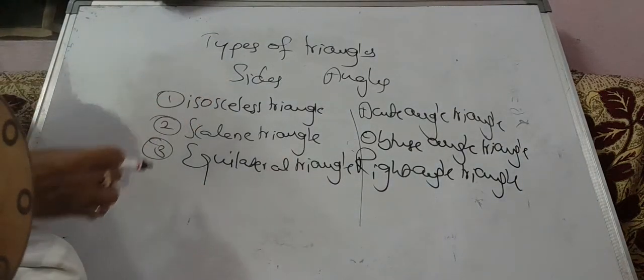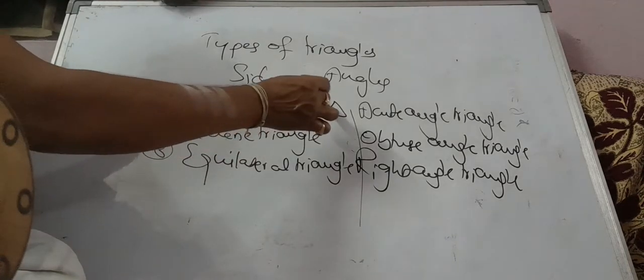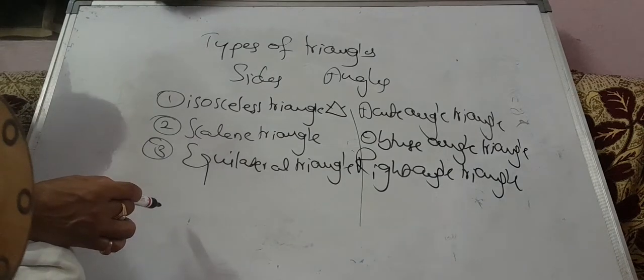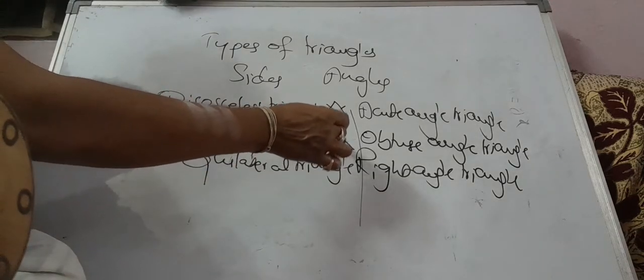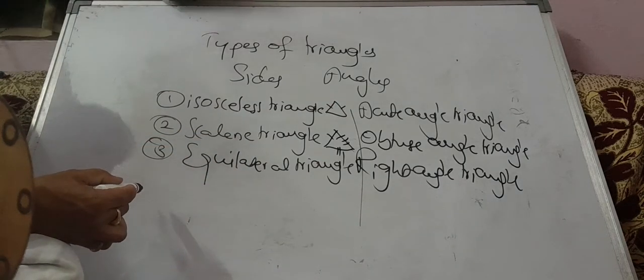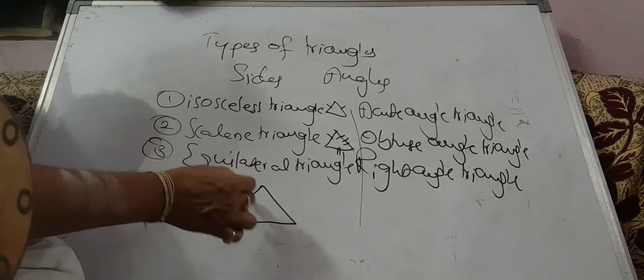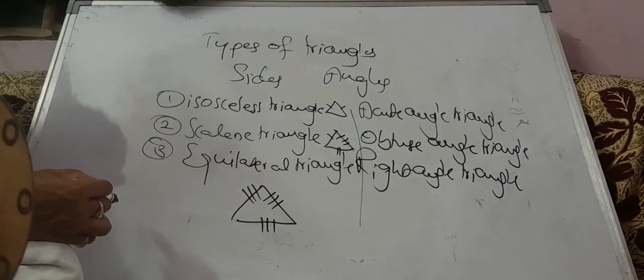What is an isosceles triangle? In detail we will learn about everything. In a triangle, if two sides are equal, like this we will mark. In a triangle, if any two sides are equal, that is called isosceles triangle. In a triangle, if all the three sides are of different length, then that is called scalene triangle. In a triangle, if all the three sides are equal, that is called equilateral triangle.